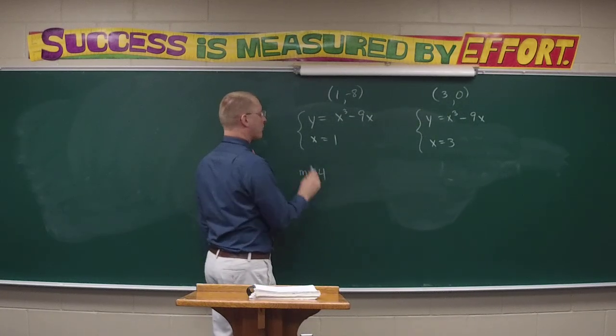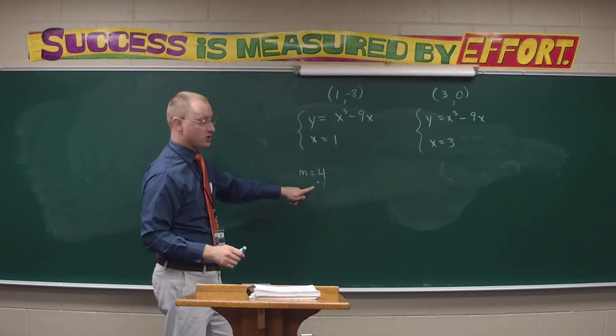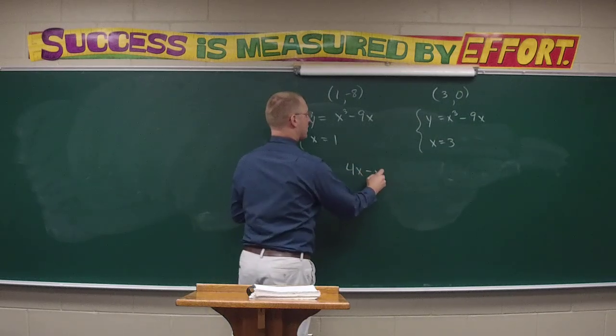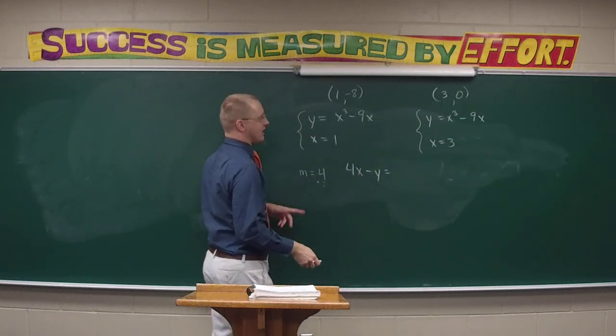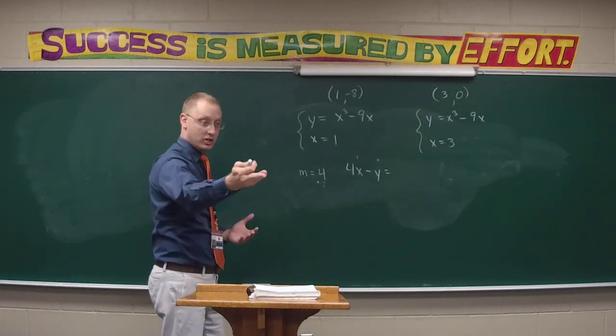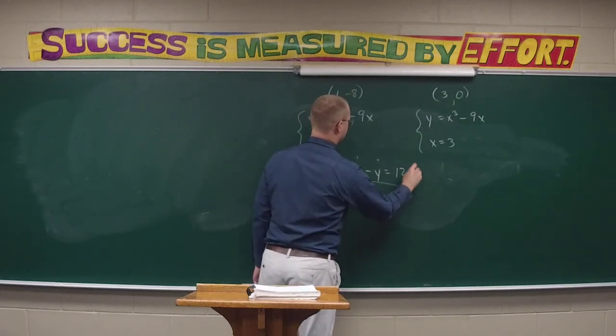Yes, 4. Or we could say positive 4 over 1. If I write it like this, it makes it easier to see how my equation starts, Jamie. 4x minus y equals something, and I'm just going to take the 3 and the 0, and that helps me finish my equation to be 4x minus y equals 12.